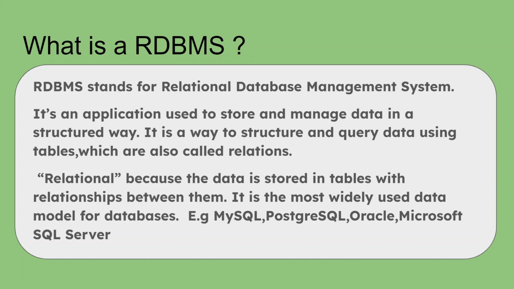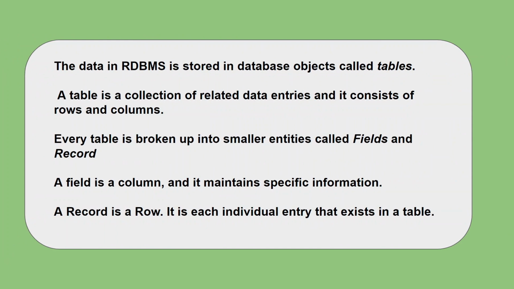Now, there are a few things I would like you to know. The database in a relational database model system is stored in database objects, and those objects are called tables. So think Excel, think of A1, B2, B3, and then realize that a table is a collection of related data entries and it consists of rows and columns. Like I said, A1, A2, B1, B2, right?